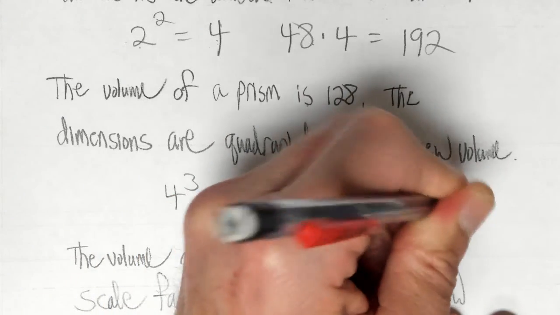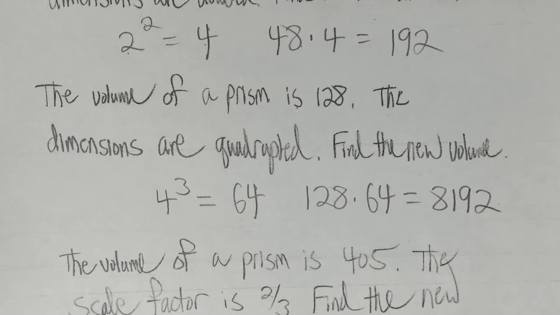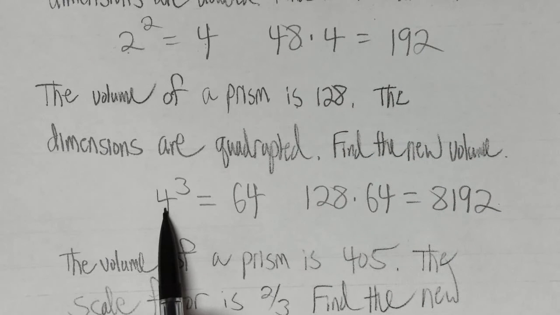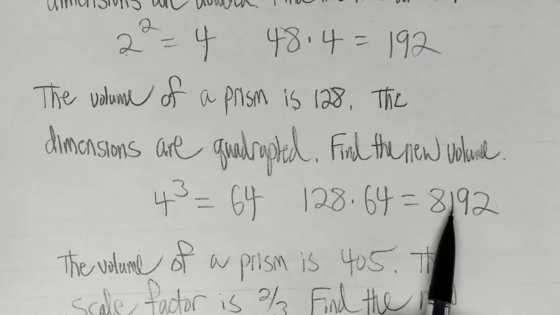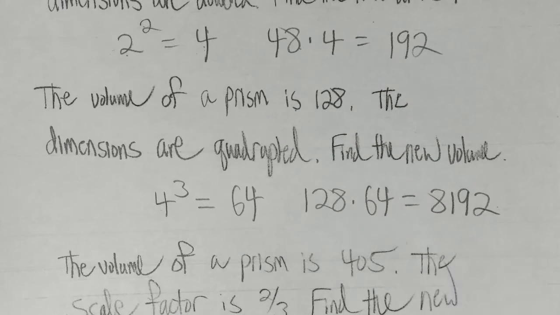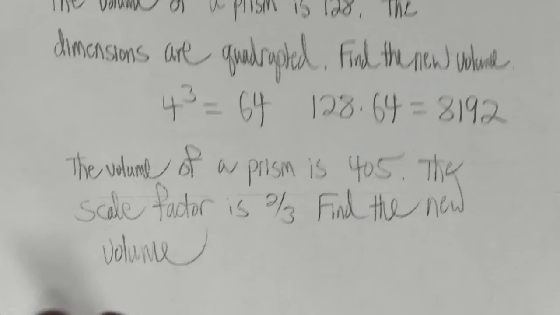And then that gives me 8192. So again, if the figure gets 4 times as big, the new volume jumps from 128 to over 8,000. So again, you can see how a relatively small increase in scale factor yields a very big increase in the amount of volume.